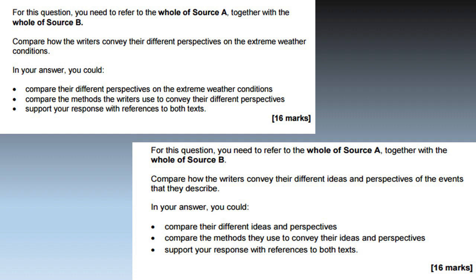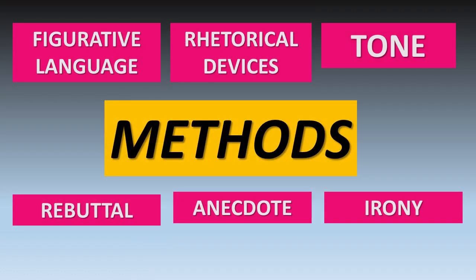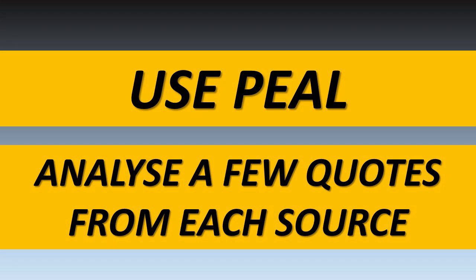You're comparing the two, you're thinking about the methods. Now, if we're thinking about methods, we can talk about figurative language, the use of similes and metaphors. You can think about the rhetorical devices and the impact of those. You can think about the tone as well. Is there sarcasm used or humour? That sort of thing. Does one have a serious, formal tone, and why? There might be a rebuttal where they talk about the counter-argument. There might be an anecdote that's used. And you might also talk about something like irony. Methods are extensive. Lots of students focus on language, and that is okay. Use PEAL. So we're using PEA, but if you can use a link to the other to compare, that's going to get you higher marks. Analyse a few quotes from each source in the time you've got.